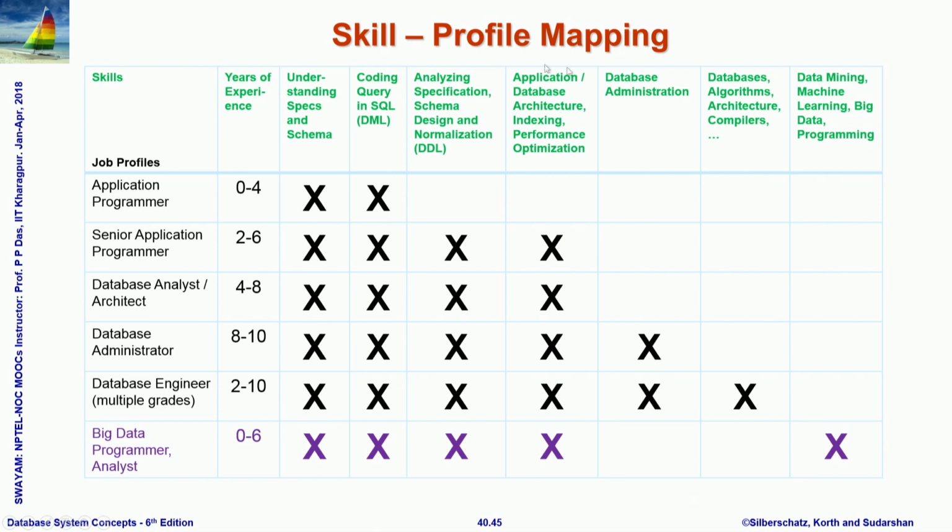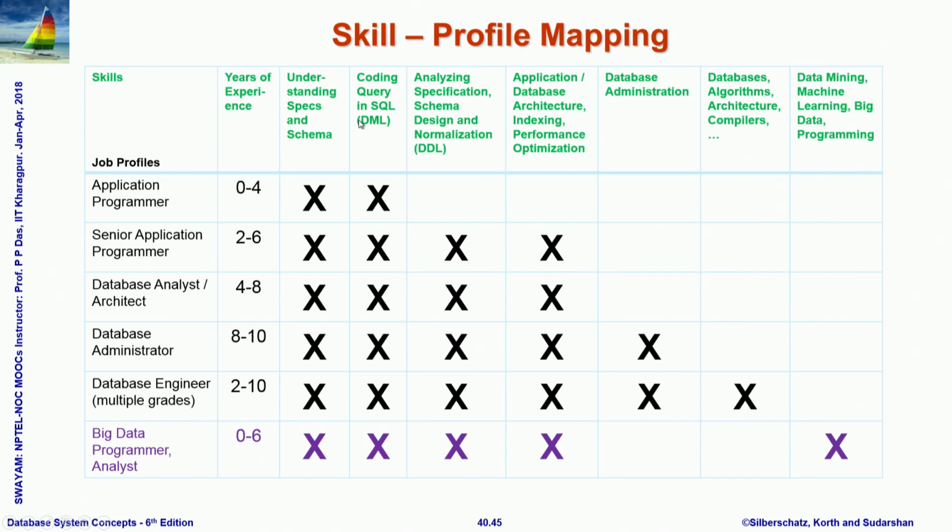So, you have tried to work out a total skill profile mapping in terms of what are the different job profiles that are typically available if you have good database knowledge. Of course, you need the basic CS knowledge with that, and based on the different years of experience, and on the top these are the different skills in the database.